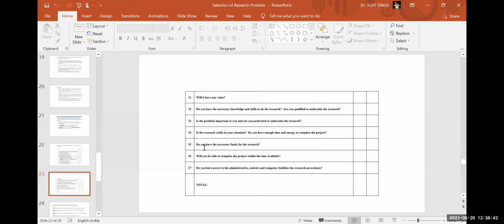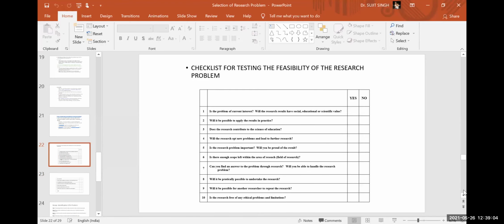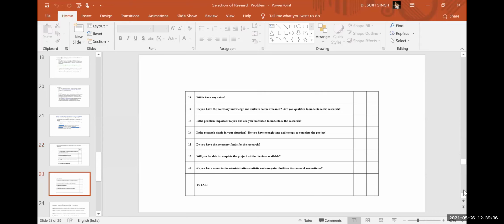Like, do you have the necessary funds for the research? I think our university supports your research in some ways, funding also. So you have to consider whether funding is available for your research, and whether you will be able to perform your research using that funding or not. So you have to evaluate your research topic on the basis of these 17 criteria.